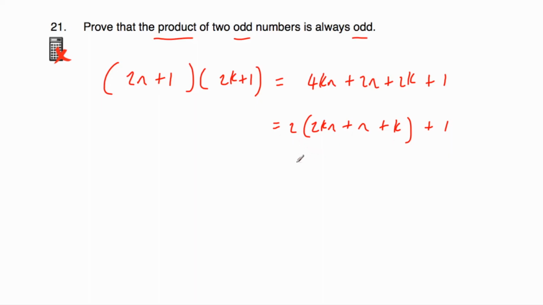So that means that we've got an even, and then we're adding 1, so adding an odd. And that would obviously be equal to an odd. And that's it. So we've shown what we needed to show.